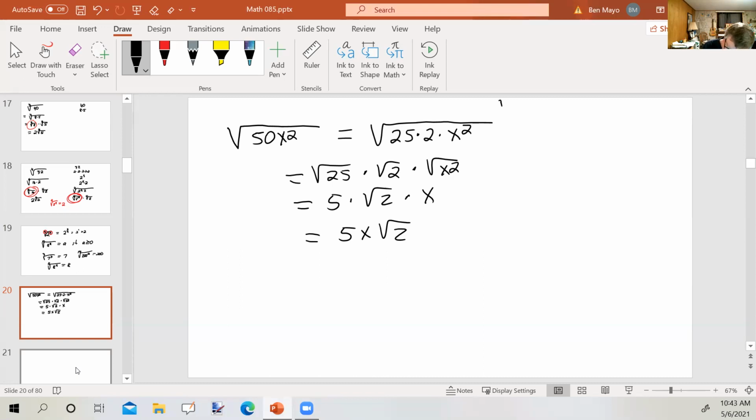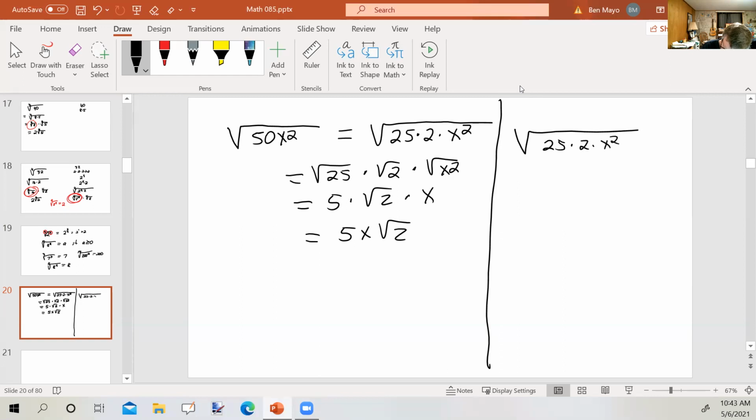All right, now, again, I want to go back and do this problem a second way, just because it's a little bit less writing. Rather than breaking it down and writing this step separately, I could just go through and say, okay, the square root of 25 is 5 outside. The square root of 2 isn't going anywhere. The square root of x squared is x outside. So I get 5x square roots of 2. It's the same process. It's just saving writing this step out separately. Either way is fine.